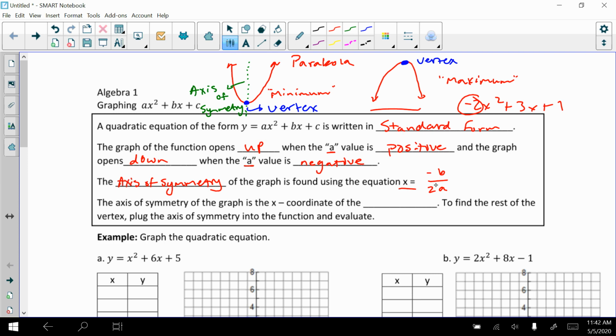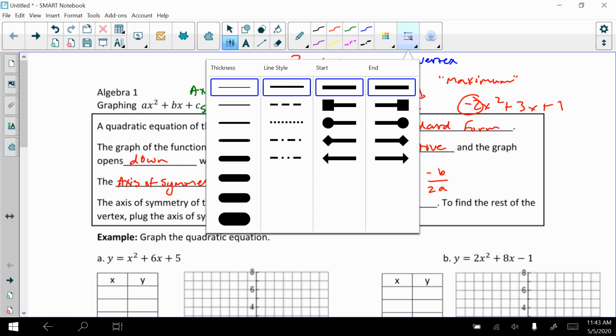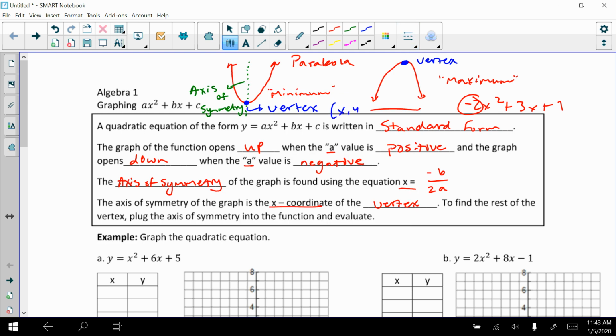Okay, so like I just said, the axis of symmetry is the x-coordinate on the x-axis. It is the x-coordinate of the vertex. So the vertex of the parabola is, again, this halfway point. The axis of symmetry goes straight through the vertex. All right, so the vertex is a point. It's got an x and a y value. The x value is simply the axis of symmetry. The y value we have to find by plugging the axis of symmetry into the function.